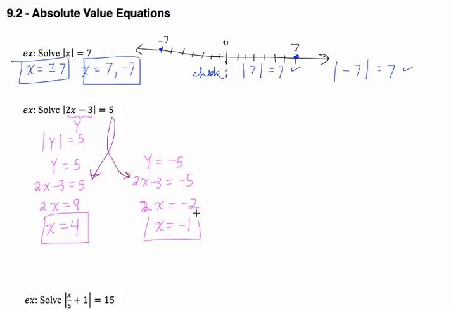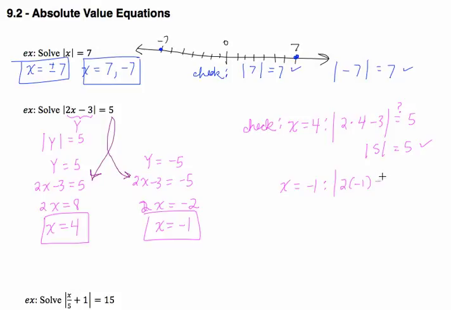Let's also check on this one just to make sure that you're following. If x equals 4, let's plug that in and see if it works. Does the absolute value of 2 times 4 minus 3 equal 5? Well, 2 times 4 is 8, minus 3 is 5, so the absolute value of 5 does equal 5. That one is true. And if we try -1, the absolute value of 2 times -1 minus 3, does that equal 5? 2 times -1 is -2. -2 minus 3 is -5, but that's still true. The absolute value of -5 is also 5. So those are the two solutions to this equation.